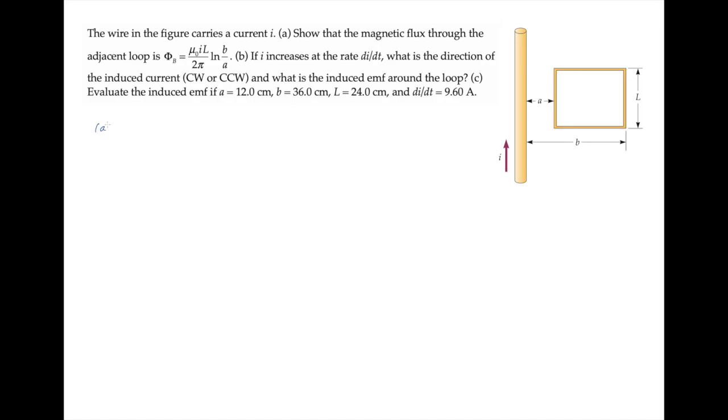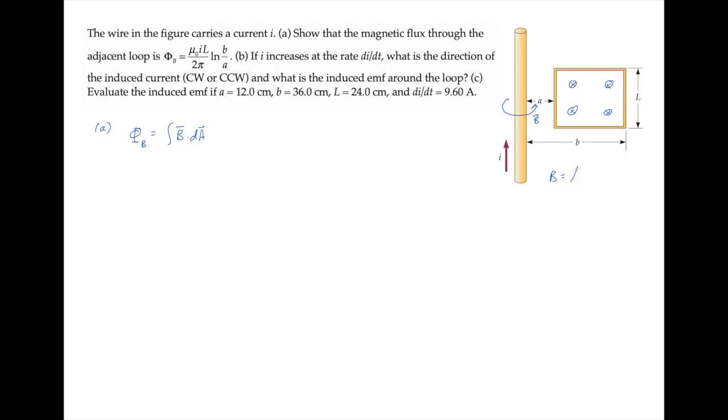The first thing we're asked to evaluate in this problem is the magnetic flux through the loop due to the current I in the wire. That magnetic flux is the integral of B dot dA over the loop area. We know from the right-hand rule that the magnetic field from the current I will circulate in this direction, so that inside the loop area the magnetic field is directed into the screen.